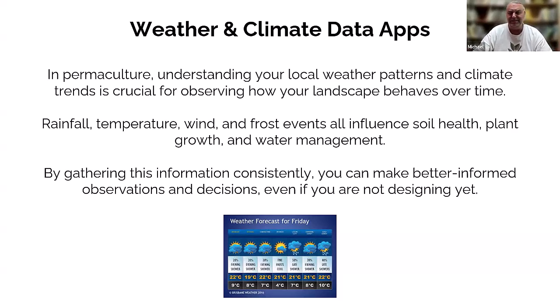So there are some great places we can have a look to get this data, but understanding your local weather patterns and climate trends is crucial for observing how your landscape behaves over time. Rainfall, temperature, wind, even frost events all influence soil, plant, and water management. So again, we don't start with soil. We don't start with the garden bed. We don't start with the food forest. We start with understanding where the sun is rising and setting, and then we start looking at the climate, the weather.